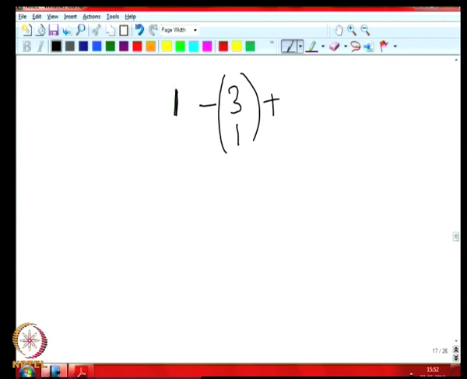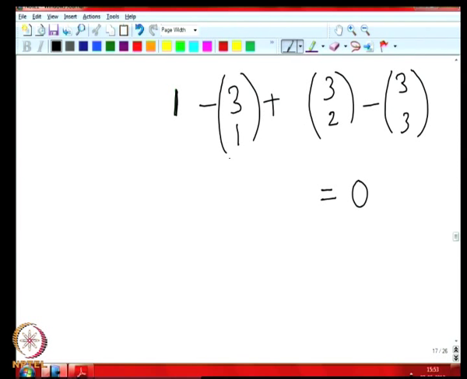Then 2 element sets, 3 choose 2 possible ways we can select: A and B, B and C, A and C. For each of them, we have a contribution from such an element once. And finally, 3 choose 3, right, that means all the 3 sets, it is contributing minus 1. So, this as we know is adding to 0, because 1 minus 3 plus 3 minus 1.